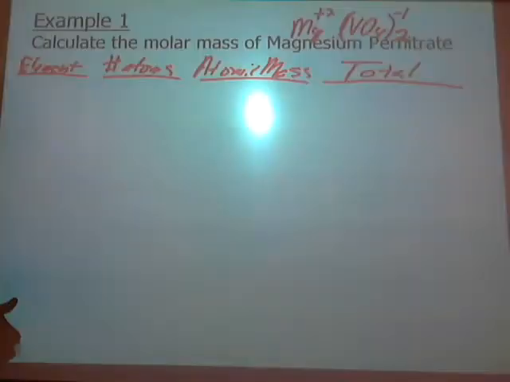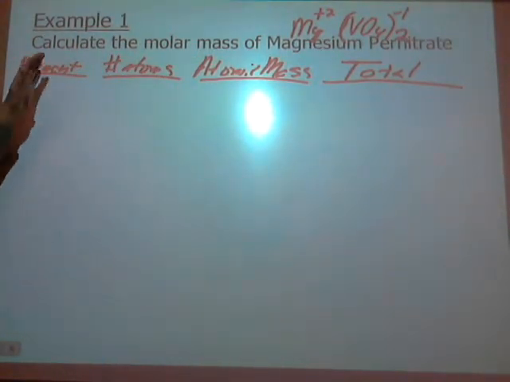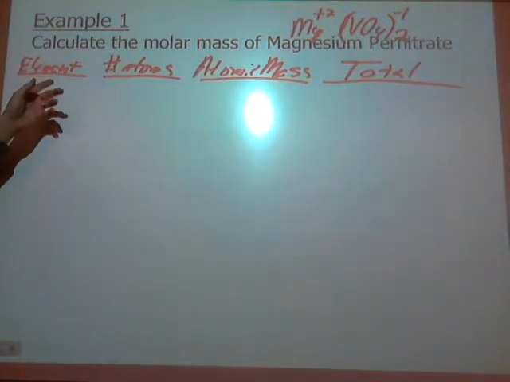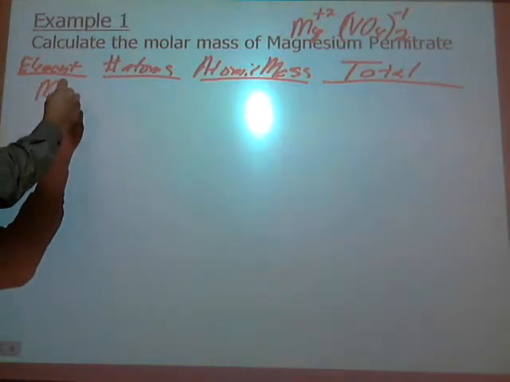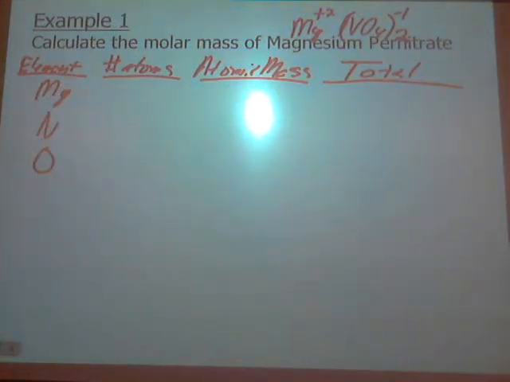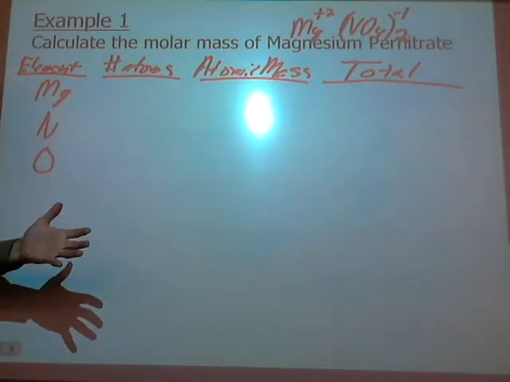Now, the fact is, on the homework, I don't expect you have to write this out every time, but you have to show it to me every time. Show me what you're doing here. Okay? For example, element. How many elements do I have? I've got Mg, N, and O. So you write those down. And we have to add all of their masses up.